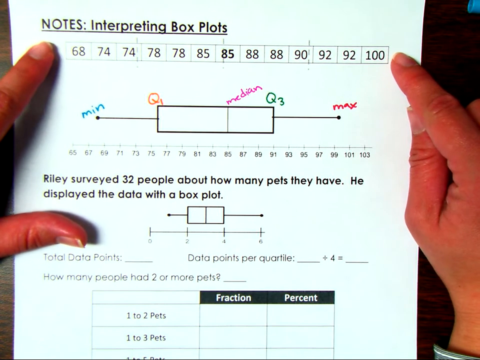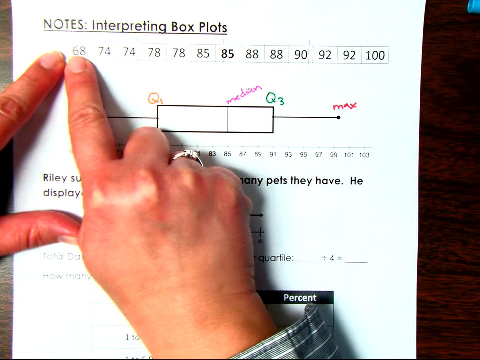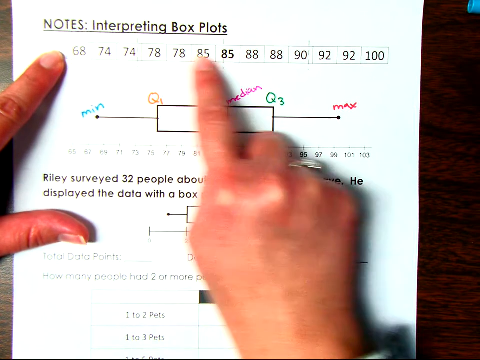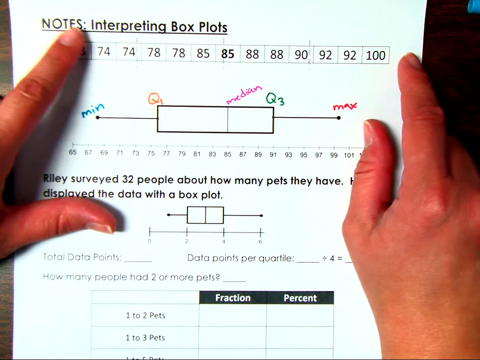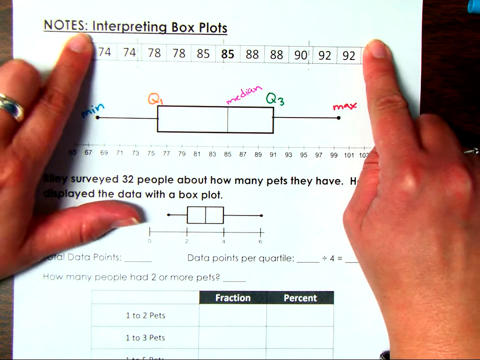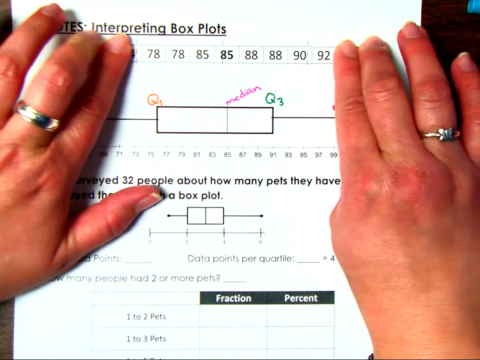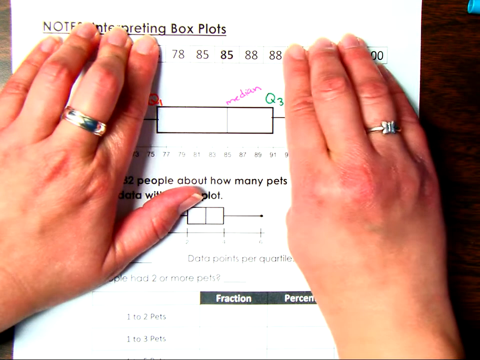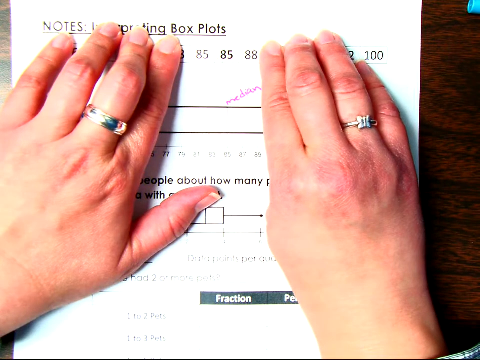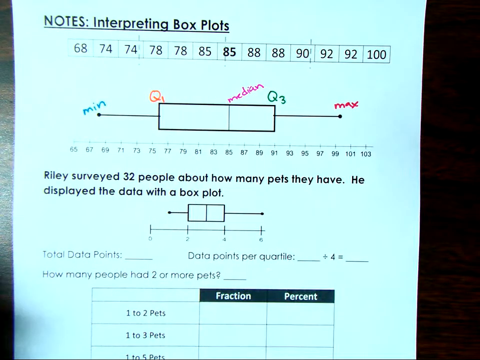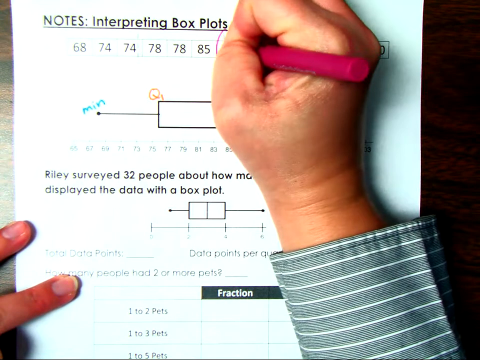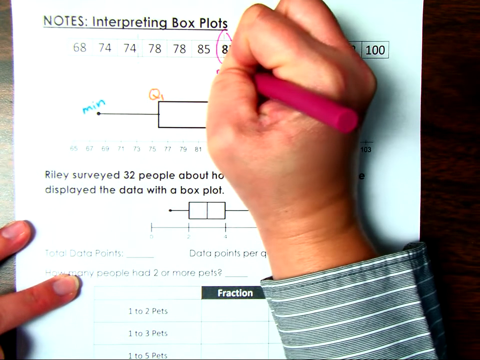So remember when we have our data, we're going to put our numbers or our data in order from least to greatest. Okay? Then what we did is we crossed off our lowest and our highest, and back and forth, lowest and highest. So when we've done that, we see that this 85 is the middle number.